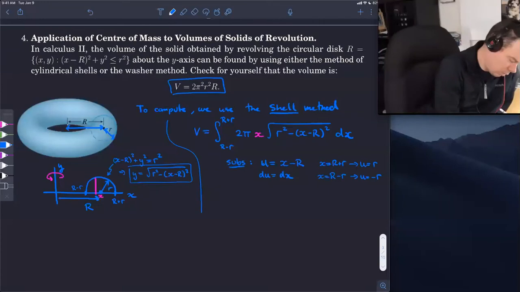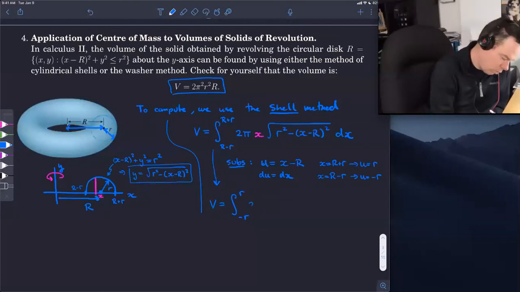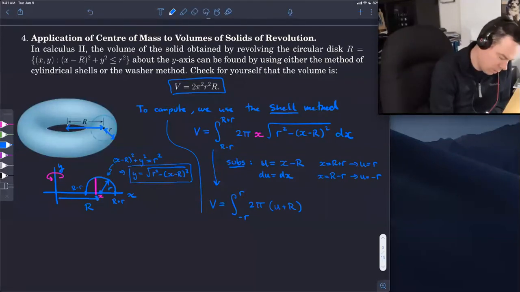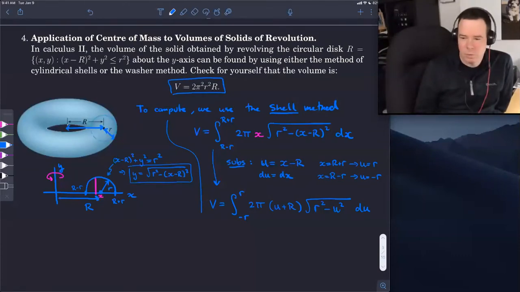So once we do our substitution, our volume is equal to the u integral from negative little r to r, 2 pi, and then x becomes u plus big R. So that's part of our substitution: x changes to u plus big R. And then the integral becomes the square root of r squared minus u squared du. We did that substitution just to simplify what was going on underneath the square root.